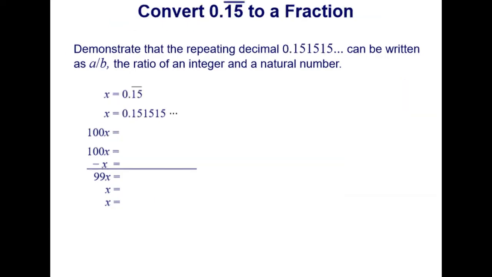Now let's try to apply what we've learned and fill in the blanks. Let's demonstrate that the repeating decimal here, 0.151515, or 15 repeating, can be rewritten as a ratio of an integer to a natural number. So x equals 0.15 repeating. First they expanded it, then they multiply both sides by 100. If we multiply the right side by 100, that will give us 15.151515, a very similar repeating decimal. That same repeating decimal, we have to get rid of the repeating part. So we're going to subtract x from both sides, which is the repeating part 0.151515.